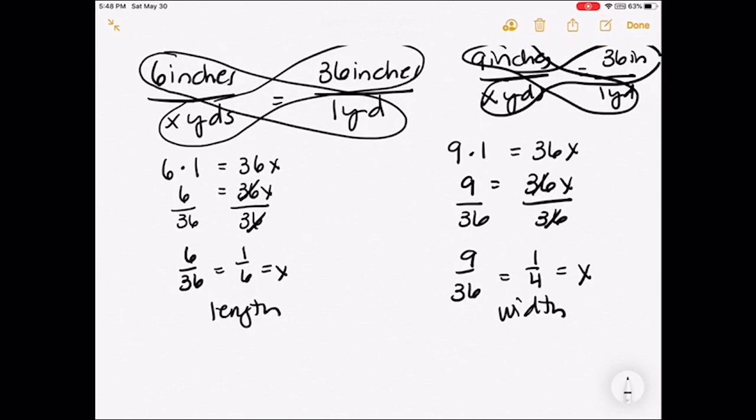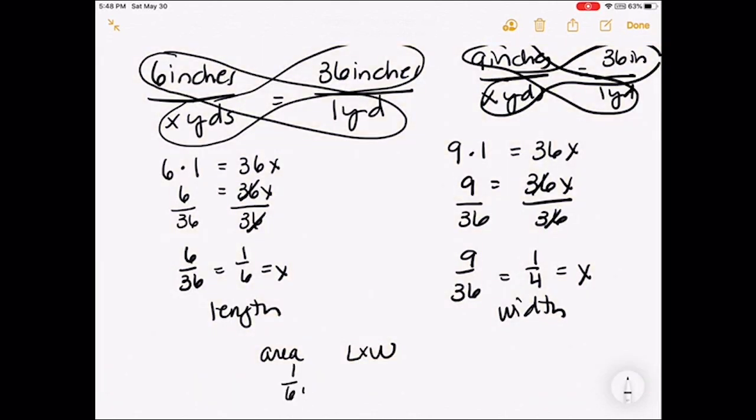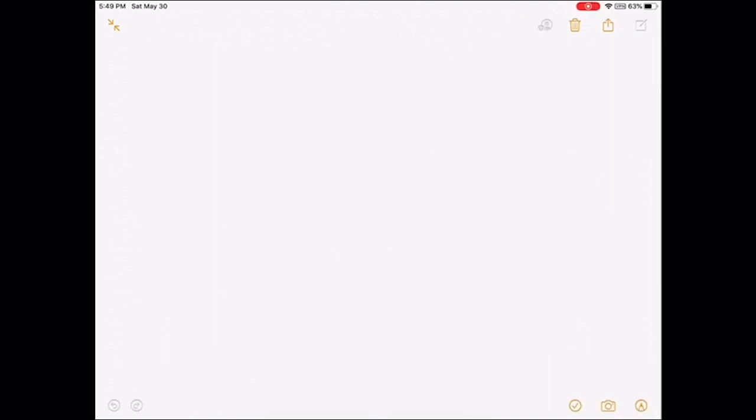And again, the area is length times width. Well, the length is 1/6 of a yard, and the width is 1/4 of a yard. So we multiply those together and we get 1/24 square yards, which again we'll use to figure out the cost of one mask. So again, the area of one mask is 1/24 square yards.